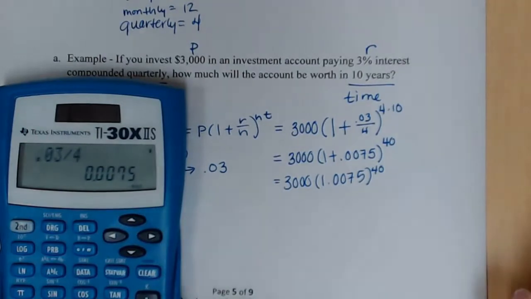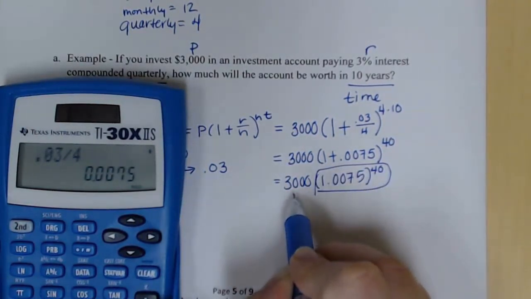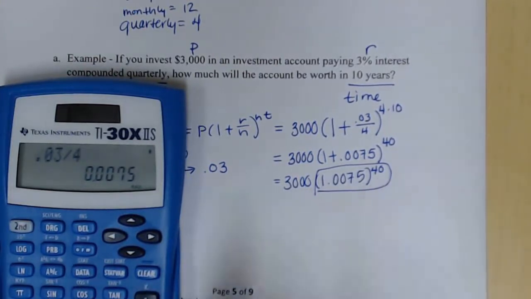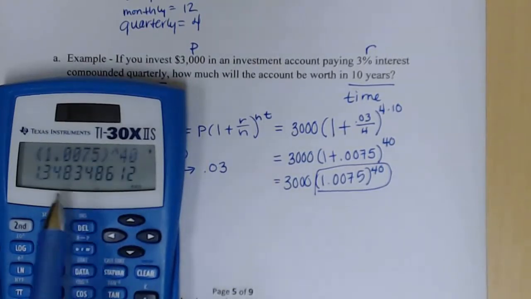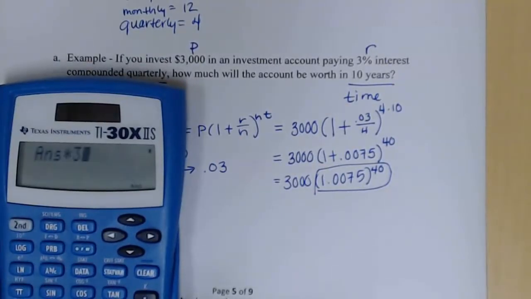Now I'm going to go slowly. Remember order of operation. You want to do your exponents first before you multiply. You do not multiply 3,000 by this. You want to raise this to the 40th power. So in my calculator, I'm going to say 1.0075 raised to the 40th power. I'm going to retain that answer in my calculator. Then I'm going to multiply it by 3,000. So I'm going to say times 3,000.